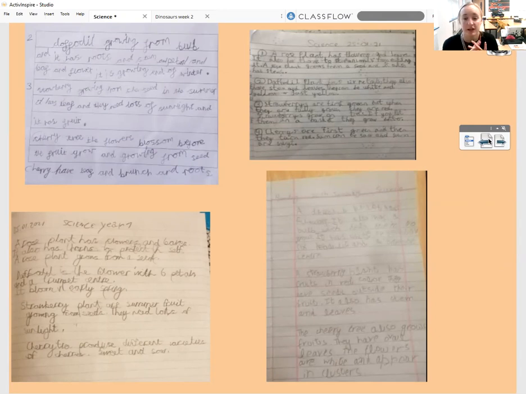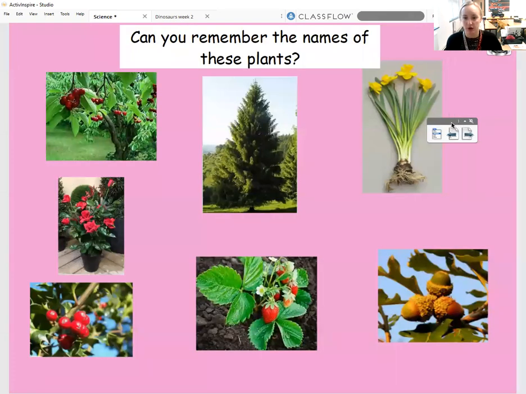So well done to everyone working really hard at home. I appreciate everything that you are doing and that you are sending us. It's so lovely to see all this fabulous work. So let's have a little recap on what the names of these different plants are.